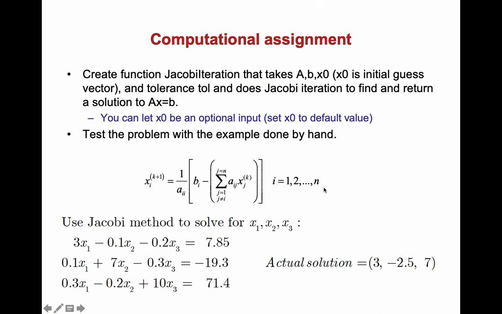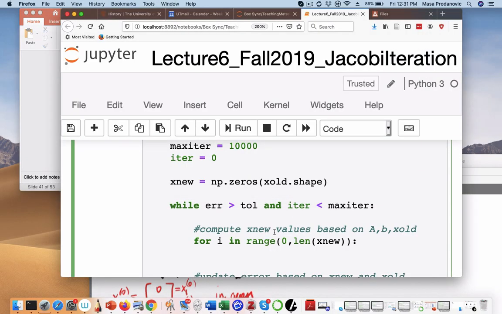This is for a single element of x new. But that's what my for loop does. So x new is B of I minus S divided by A of I. And for now, I don't know what that S is, so write down S is equal to 0. And that's how I start sums anyway.